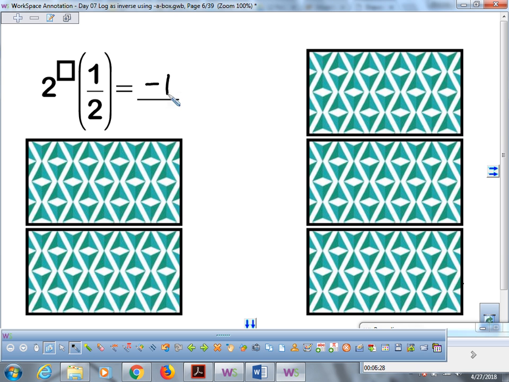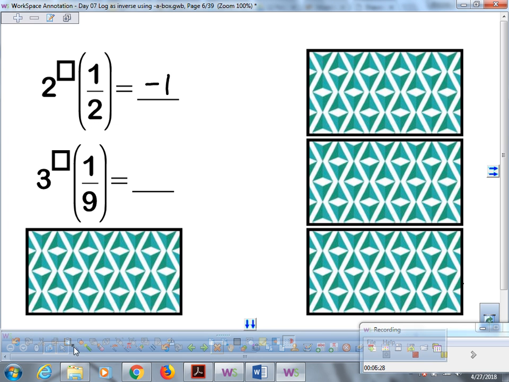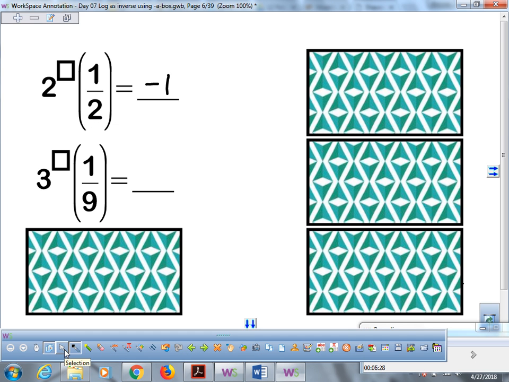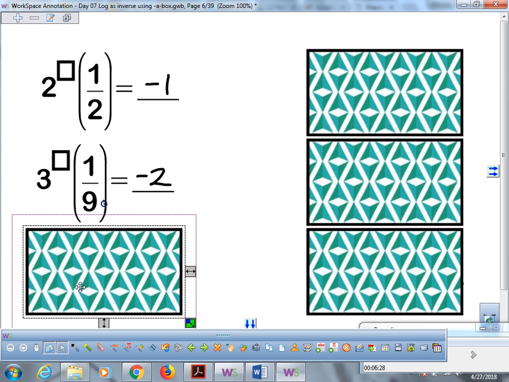Okay, see why? 2 to the negative 1 makes a half, right? To make a 3 a 9, we got to square it, but we have to make it negative so that it is now a fraction. These are a little harder.